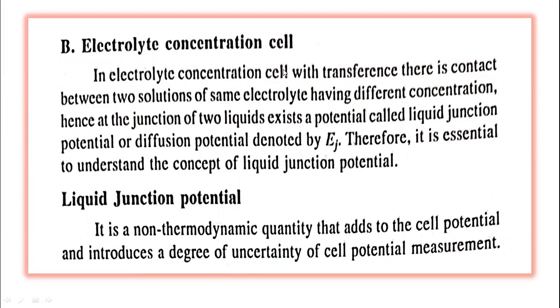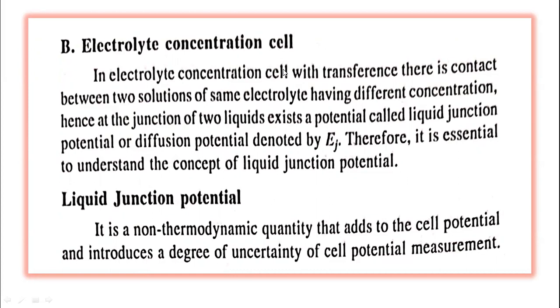We know that in electrolyte concentration cell, as the two half cells are the same, the concentration of the electrolyte is different. The two same electrolytes have different activity or different concentration. Now, in electrolyte concentration cell with transference, there is a contact between the two solutions of the same electrolyte having different concentrations. Hence, at the junction of the two liquids, there exists a liquid junction potential.